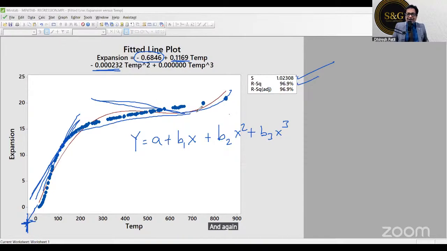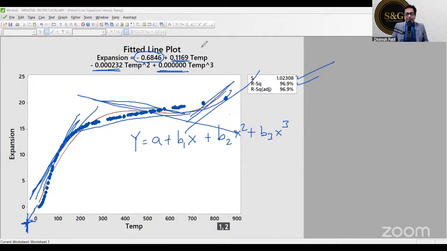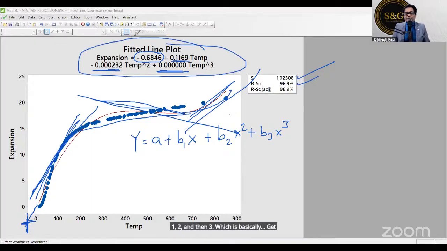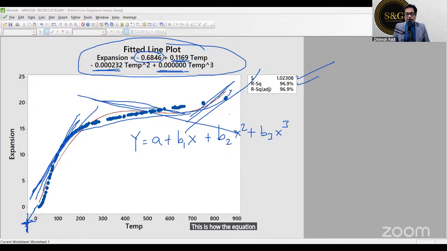And again, there is a little positive slope here. Again, you can see a positive slope coming here. Are you understanding? So there are three slopes: 1, 2, and then 3, which is basically how they appear in this equation. Are you clear? This is how the equation is formed, and this is called a cubic equation.